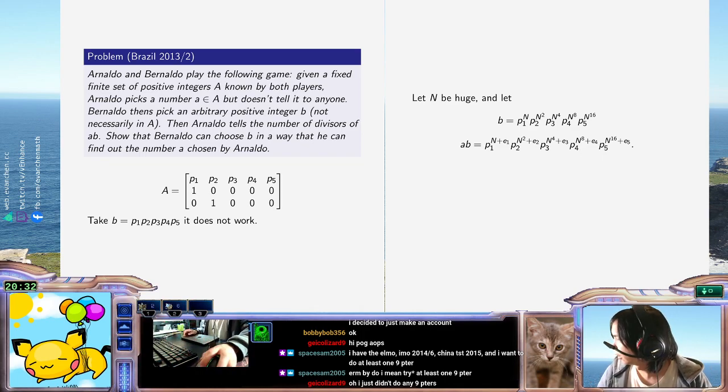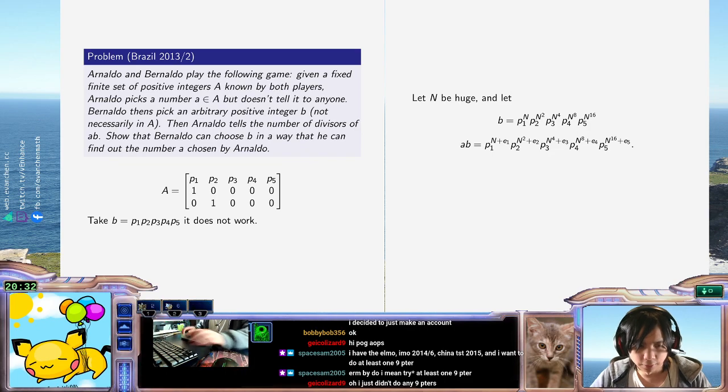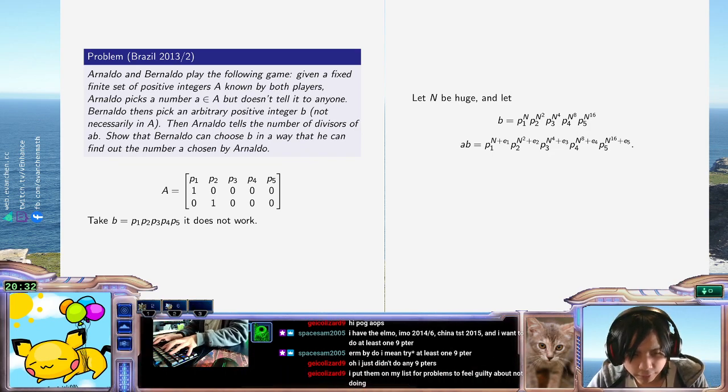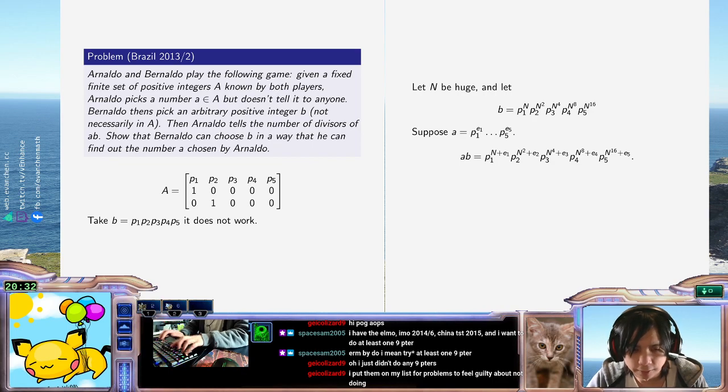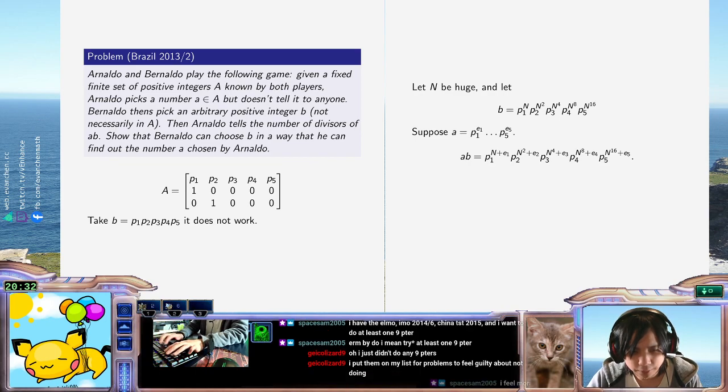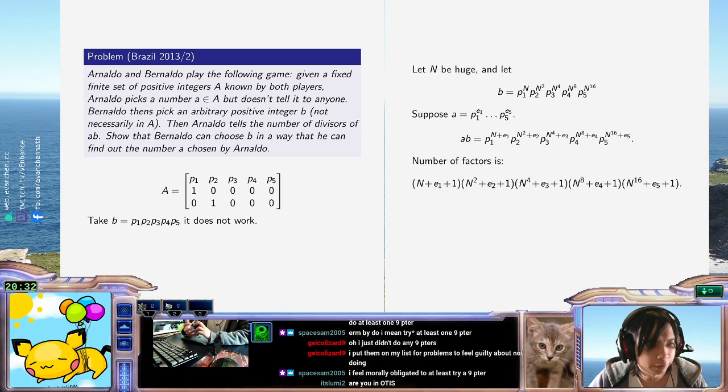The reason is, suppose a is p1 to the e1 through p5 to the e5. When I expand this, the number of factors is n plus e1 plus 1, n squared plus e2 plus 1, n cubed plus e3 plus 1, n to the 4 plus e4 plus 1. Okay, I think this will work now.